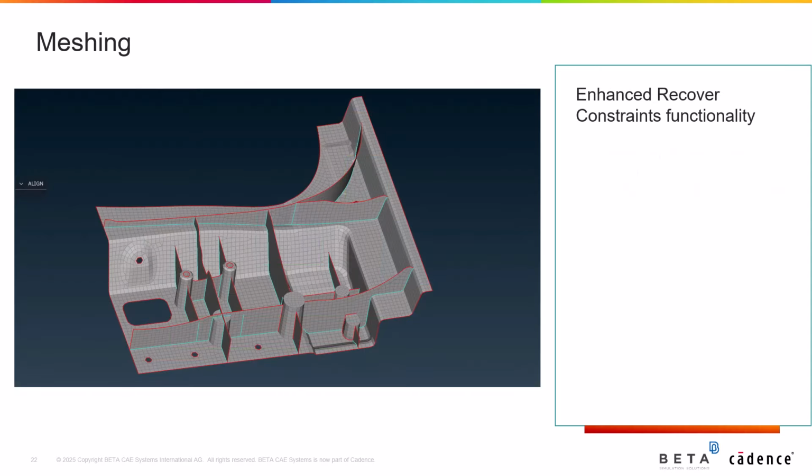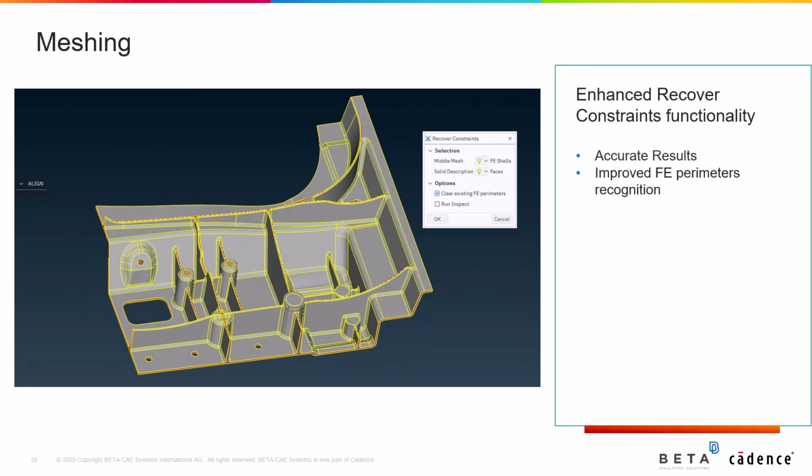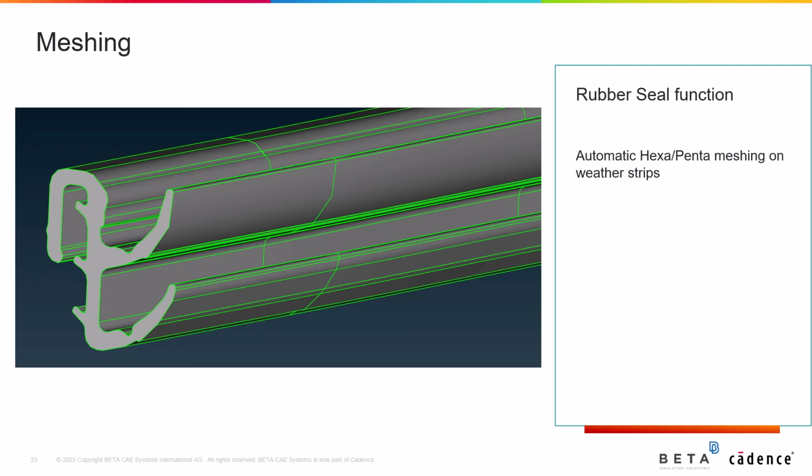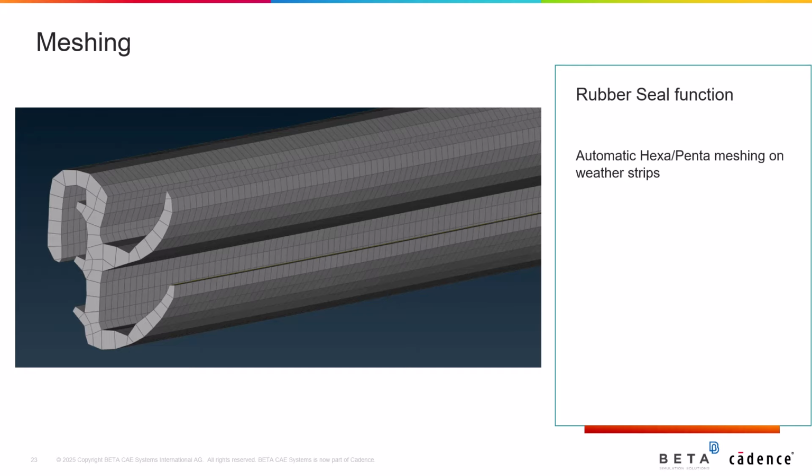The Recover Align Constraints feature has been significantly improved. It now delivers more accurate results, ensuring better precision. Additionally, FE parameters recognition has been enhanced. The functionality now includes the option to directly run inspect, allowing users to directly check the result. Finally, the new rubber seal function enables the automatic meshing of weather strips with hexa and penta elements.